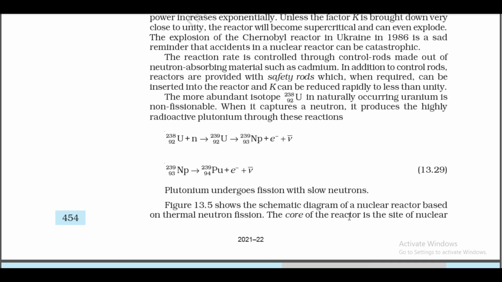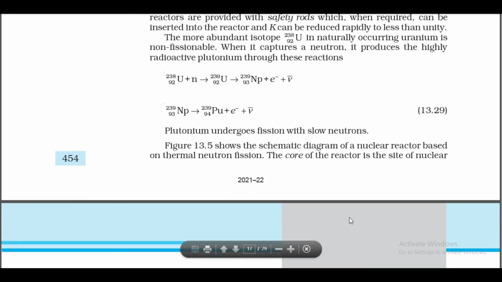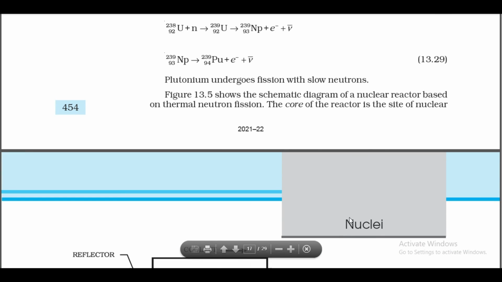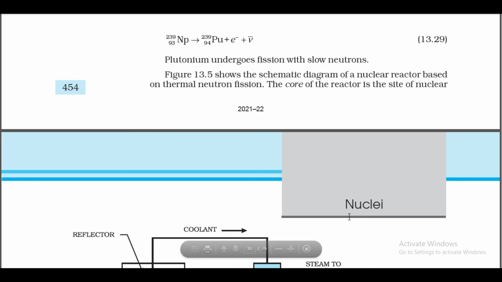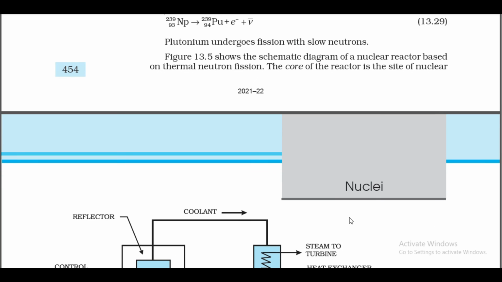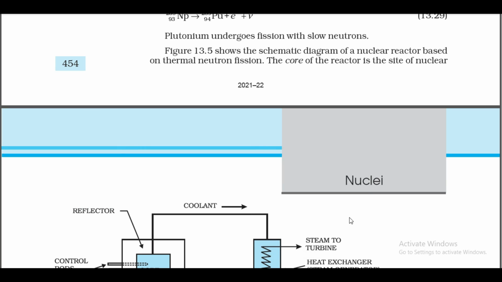The more abundant isotope 92U238 in naturally occurring uranium is non-fissionable. When it captures a neutron, it produces the highly radioactive plutonium through these reactions: 92U238 + n gives 92U239, which gives 93Np239 + e- + ν̄. 93Np239 gives 94Pu239 + e- + ν̄. Plutonium undergoes fission with slow neutrons.